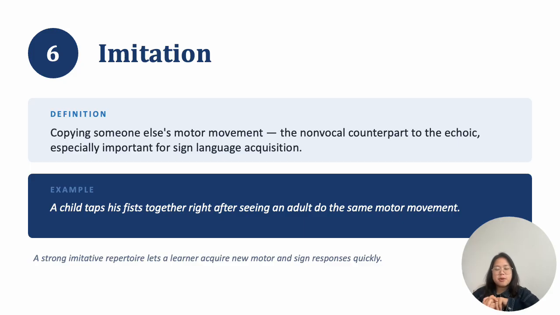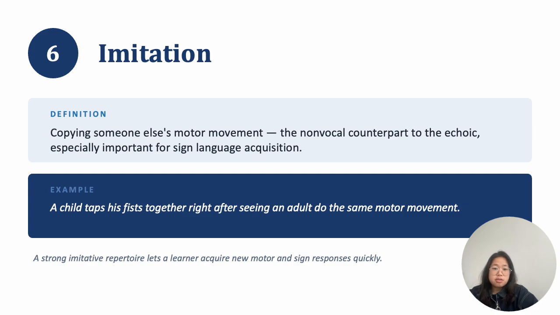So the sixth operant is imitation. Imitation is copying someone else's motor movement. Think of this as the non-vocal counterpart to the echoic, and it's especially important for learners acquiring sign language. So here is our example: a child taps his fists together right after seeing an adult do the same motor movement.